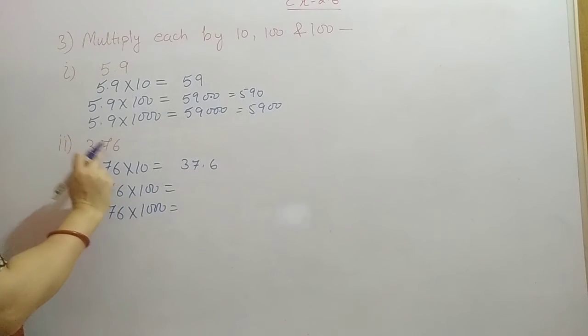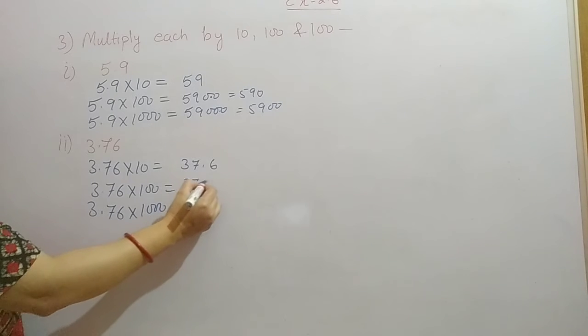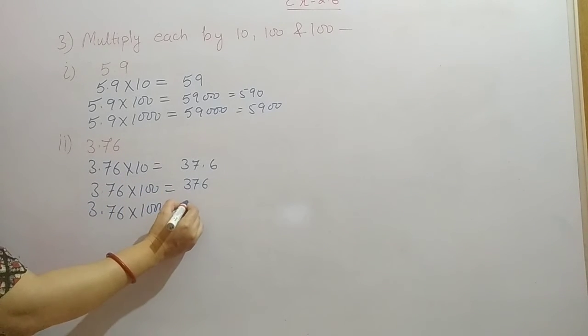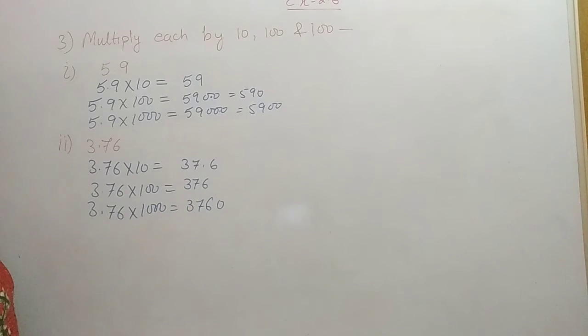Next 3.76 into 10. 37.6. One place it will shift right side. By 100 means 2 place it will shift. So it will reach here at end. 1000 times means 3 place. So 3, 7, 6 and third place will be 0. 3, 7, 6, 0.